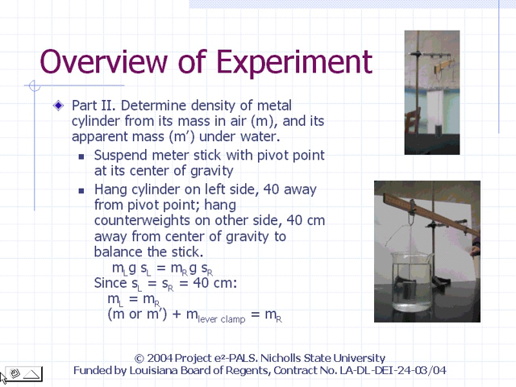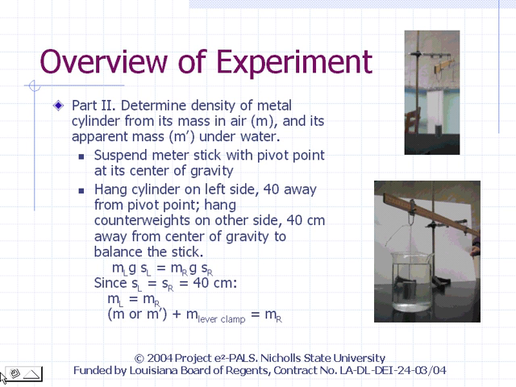Suspend a meter stick at its center of gravity. Hang the cylinder on the left side 40 centimeters away from the pivot point. Then hang counterweights on the other side to balance the stick. Hang the counterweights 40 centimeters away from the pivot point to simplify the calculations. You will recall that the second condition for equilibrium requires that the sum of the clockwise and counterclockwise torques be equal when the stick is balanced.